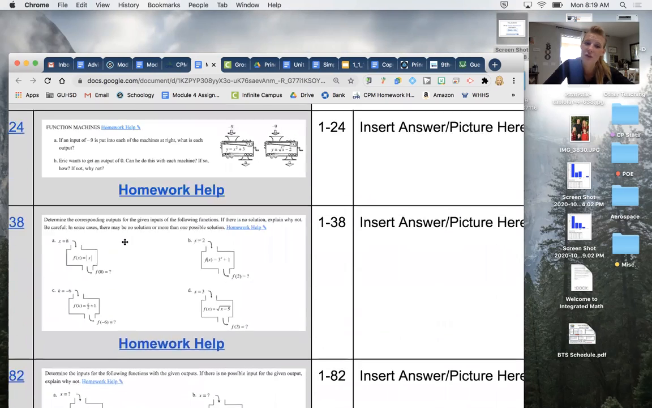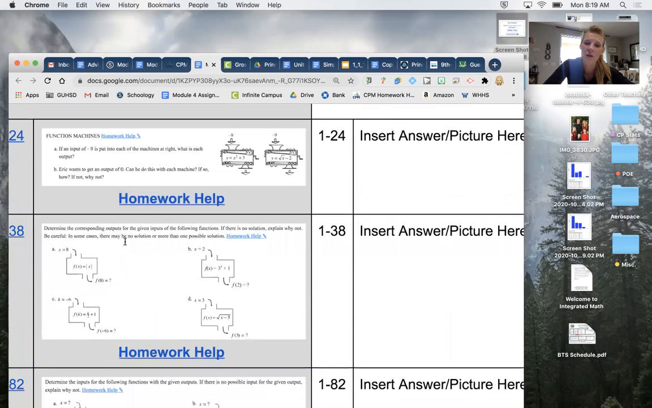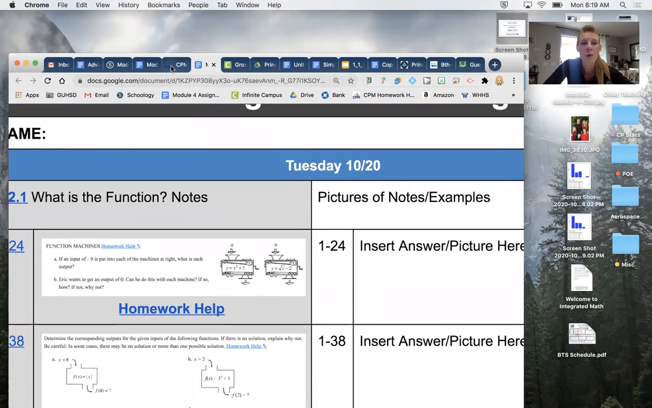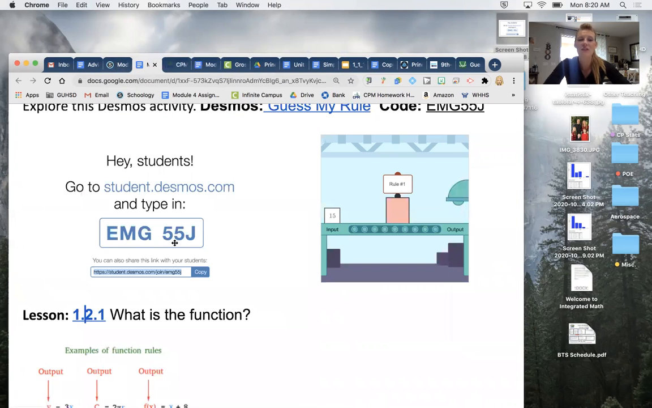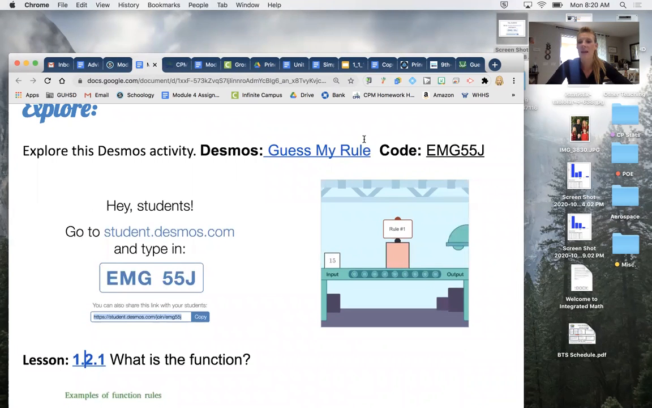And that's all you have. You just have 4 quick problems where you're dealing with function machines. But before you do that, go ahead and get into student.desmos.com and do this activity.